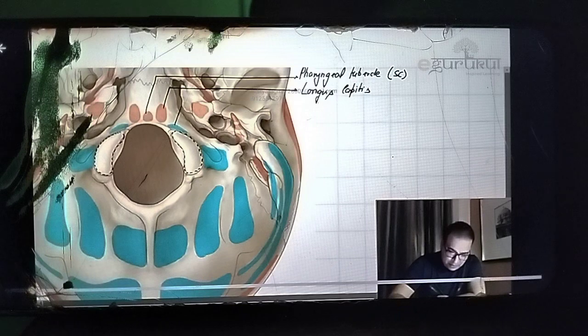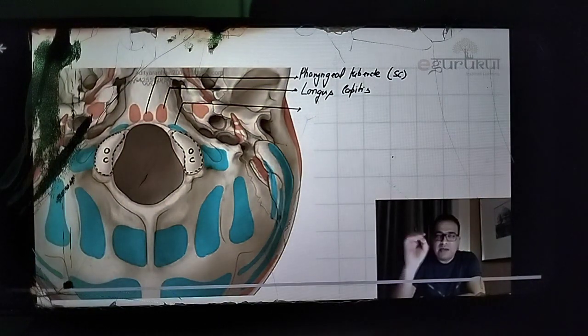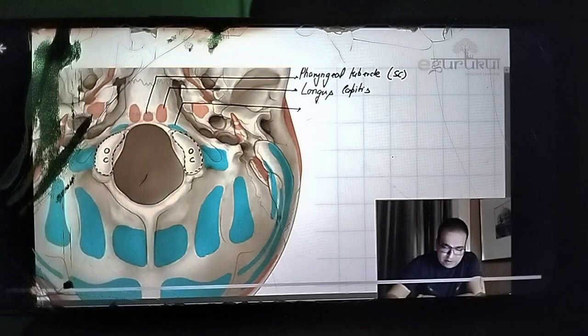Another muscle which is present in front here is this one, exactly in front of the occipital condyle. These are occipital condyles. I'm writing OC. The muscle which is present in front is called rectus capitis anterior. Rectus means straight, capitis means head, and anterior, obviously anterior to the joint. So we call it rectus capitis anterior.